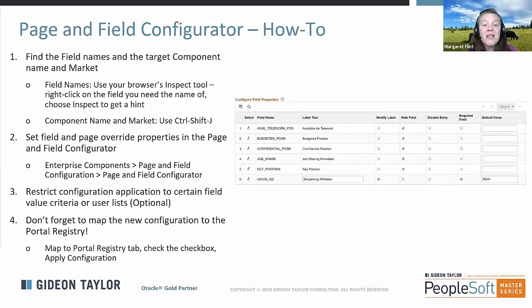We're not going to go into too many details about how to use this process, but here's a general overview. Use the Inspect tool to find the record field you want to adjust on the page. Use Control-J to find the component and mark it. Navigate to the Page Field Configurator page in the PIA. Enter your optional criteria, and then add the fields that you want to adjust, and then make the field adjustments needed for each field. You can add an optional restricted user list or other criteria, and then map all of your changes to the portal registry.